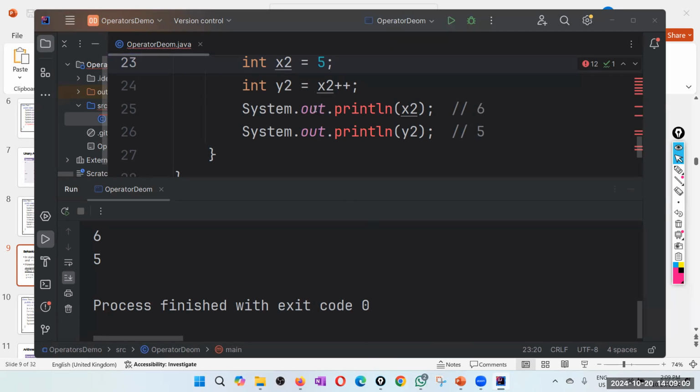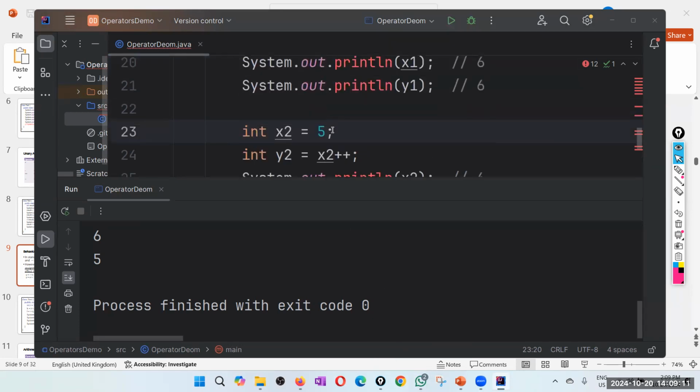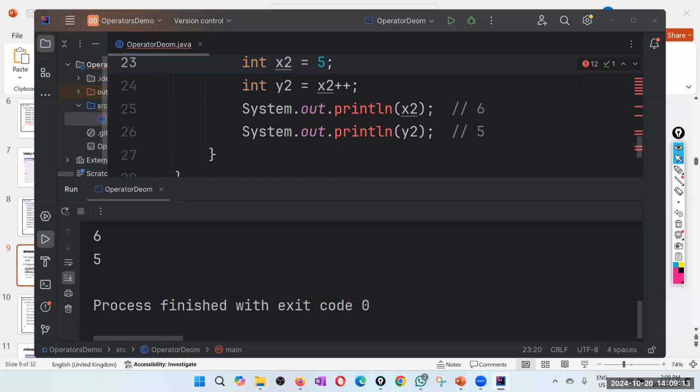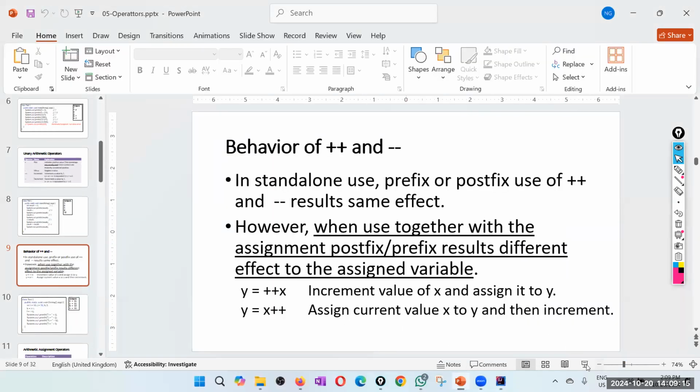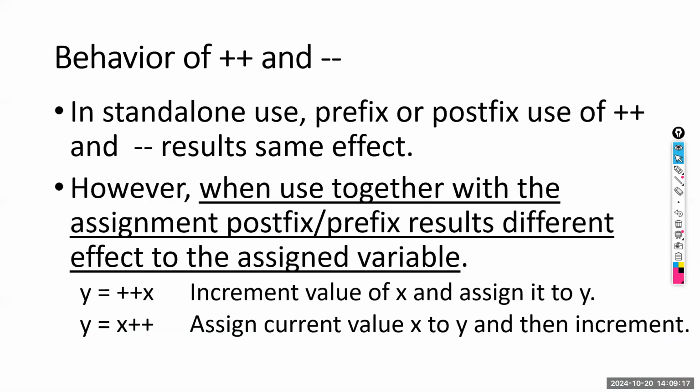So that is how the plus plus operator tricky scenario operates. Usually it doesn't matter whether it's plus plus x or x plus plus, but when you use it together with assignment, it has a bit of effect. Here we first increment and then assign. Here the current value is assigned and then incremented.